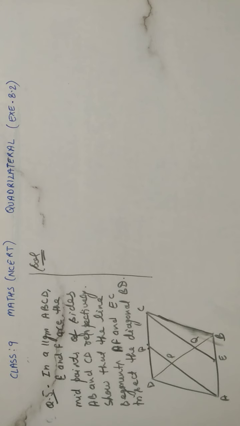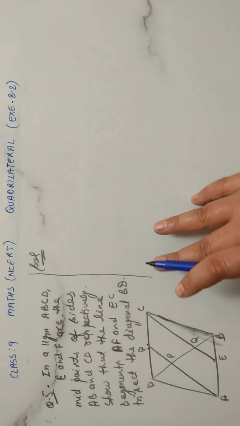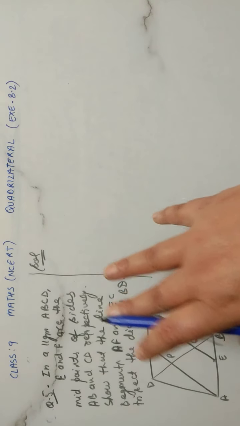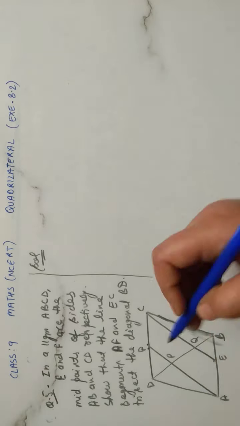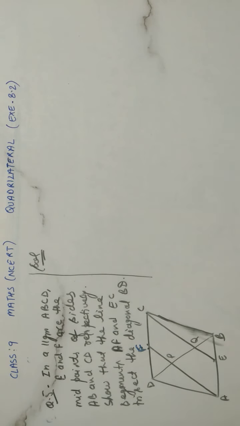So one more question we are having, question number 5 from our NCERT book, exercise 8.2. Just have a look at what this question is saying. In this question, ABCD is a parallelogram, and E and F are the midpoints. For AB, E is the midpoint. For CD, F is the midpoint.